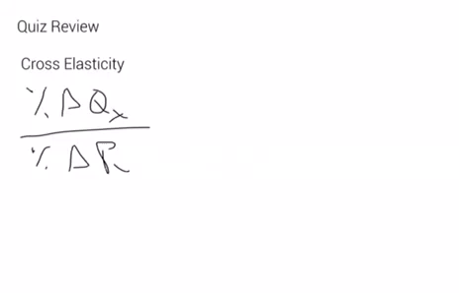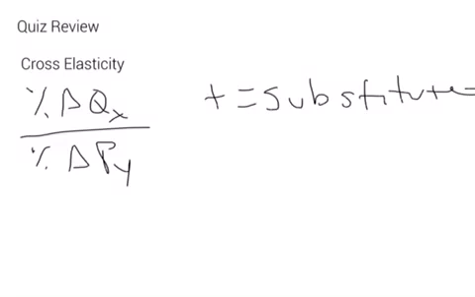So cross elasticity allows us to measure the responsiveness of a particular good to a change in the price of another good. The cross tells us that we're reviewing two different goods here. The way we measure this is the percentage change in the quantity demanded of one good, good X, over the percentage change in the price of another good, the price of Y. If we get a positive coefficient, that tells us these two goods are substitutes, two goods that can be replaced with one another.